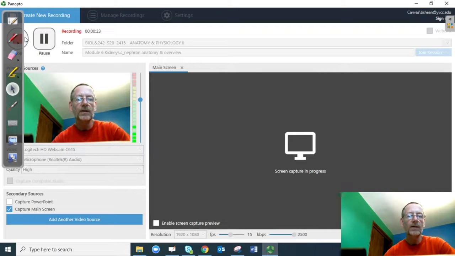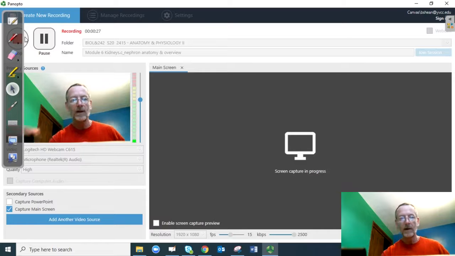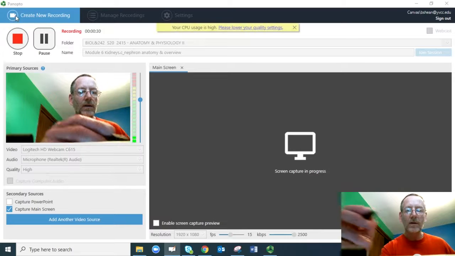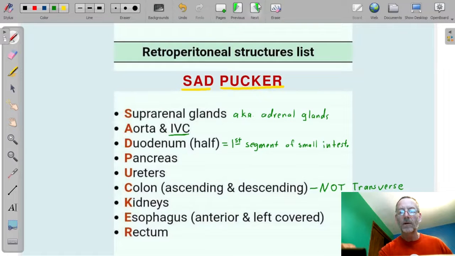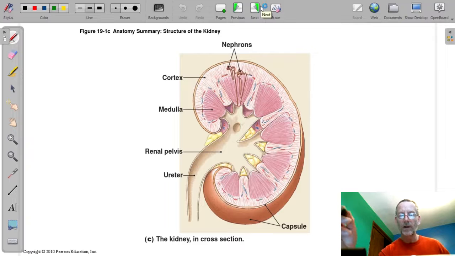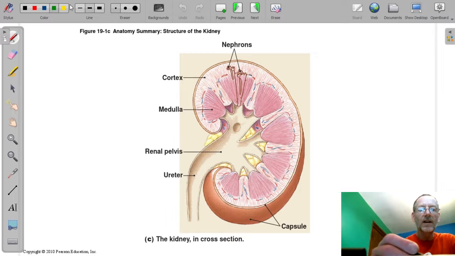Okay, back to talk about some basic kidney function and nephron function. Let's go to the next slide. So, a general overview of the kidney cross-section, with a couple of things to add and point out.